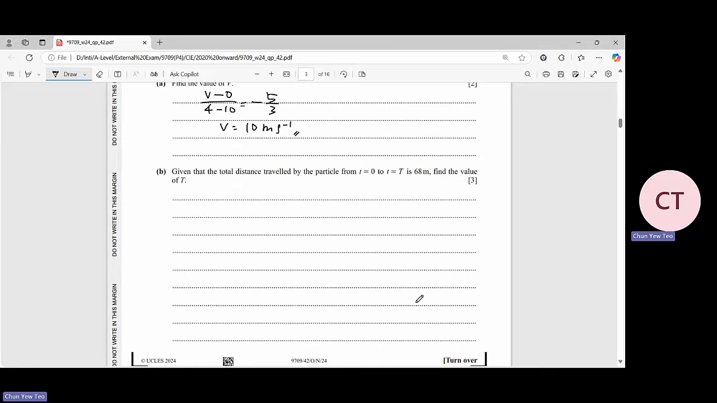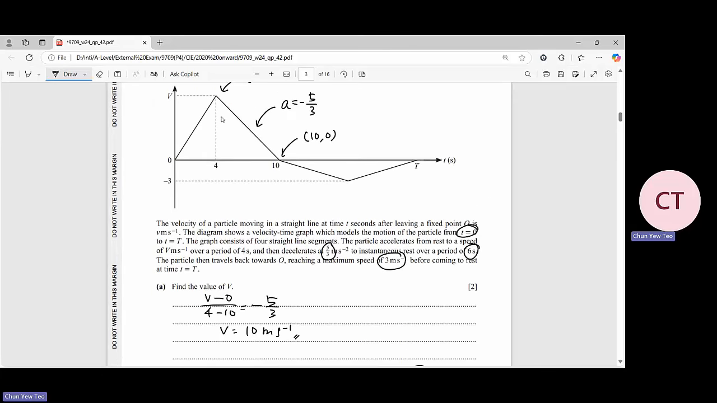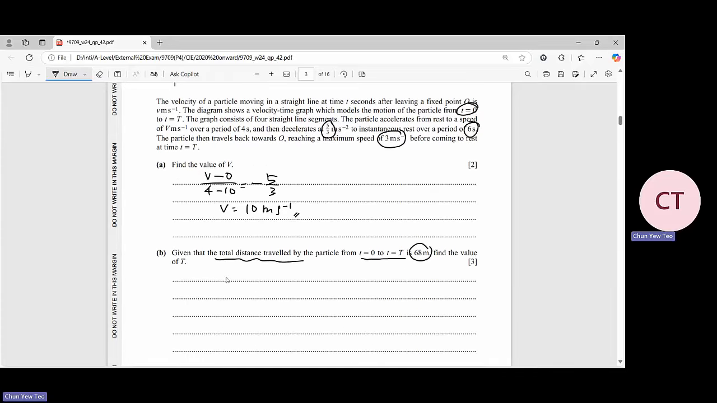Then we're moving on to part B. Given that the total distance traveled by the particle from O to T is 68 meters, find the value of T. So they are giving you the total distance traveled. Total distance traveled means the total area here. So we are looking for the total area. I separate it into 2 triangles: the triangle above the x-axis and the triangle below the x-axis. These two areas added together must be equal to 68.